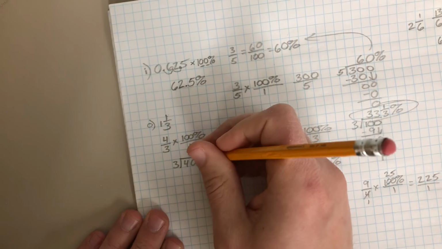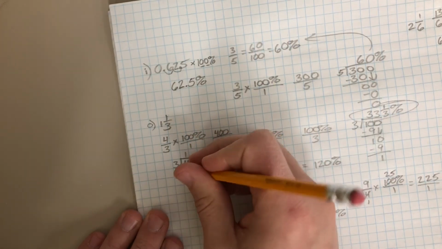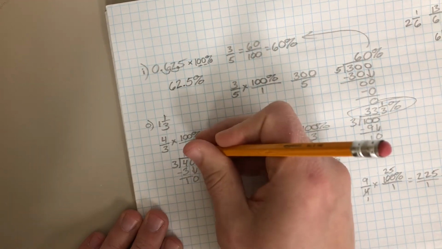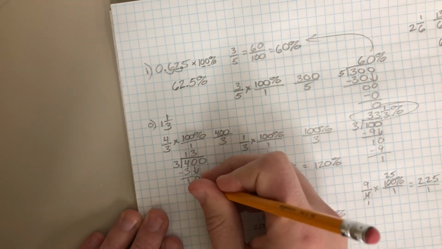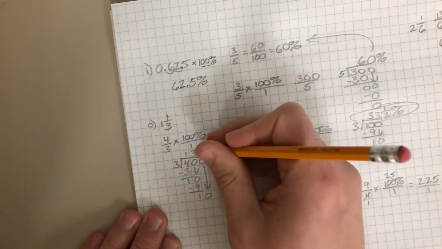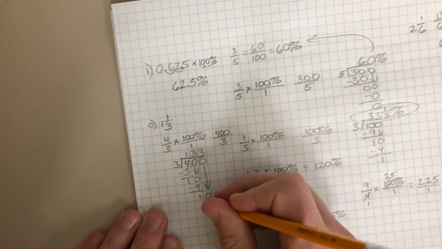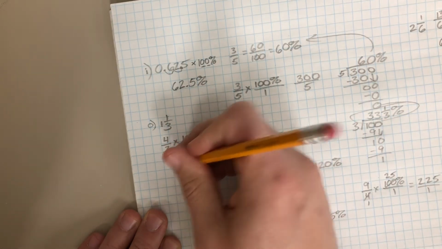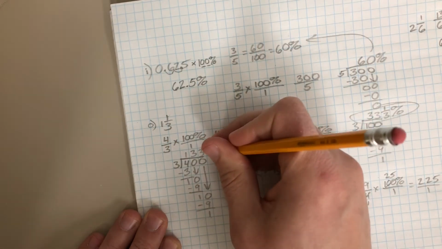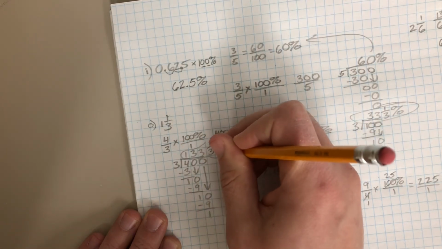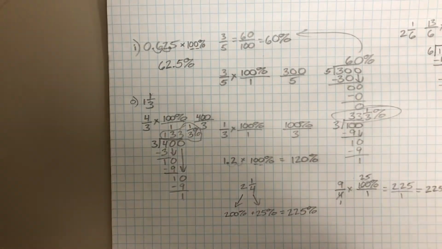3 goes into 4 once. 1 times 3 is 3. Subtract, I get 1. Bring down the 0. 3 goes into 10, 3 times. 3 times 3 is 9. Subtract, I get 1. Bring down the 0. 3 goes into 10, 3 times. 3 times 3 is 9. Subtract, I get 1. Nothing to bring down, so that 1 goes over the 3. 33 and 1/3%.